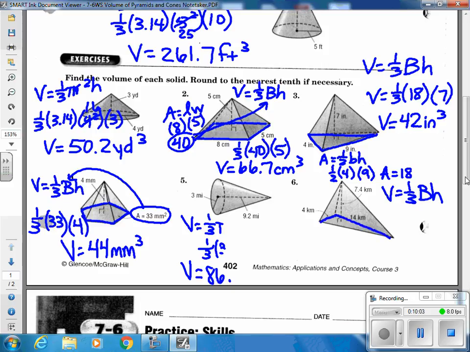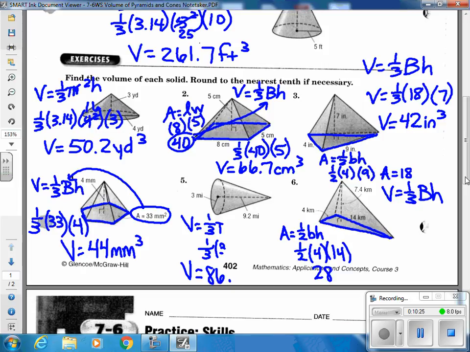So if you highlight it or outline it in some way, shape, or form, you can see what numbers you're going to need and what numbers you're not going to need. So we're going to have to find 1/2 little b little h. And this is just from the triangle. So the base of the triangle is 4, and the height of the triangle is 14. So after taking 1/2 of 4 times 14, you should get 28 as the area of that triangle.